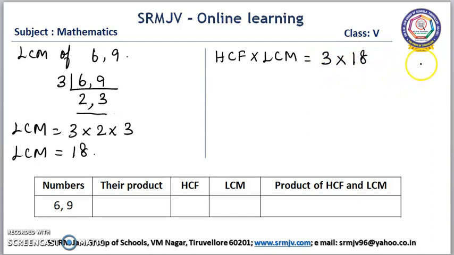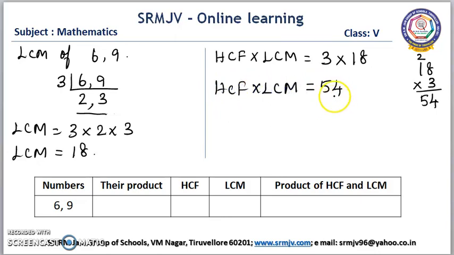We have to multiply the numbers 18 and 3. 3 8s are 24. 4 here, 2 carry over. 3 1s are 3. 3 plus 2, 5. Here we got 54. The product of HCF and LCM is equal to 54. Here now we are going to fill the table. The product of two numbers is 54. HCF is 3. LCM is 18.